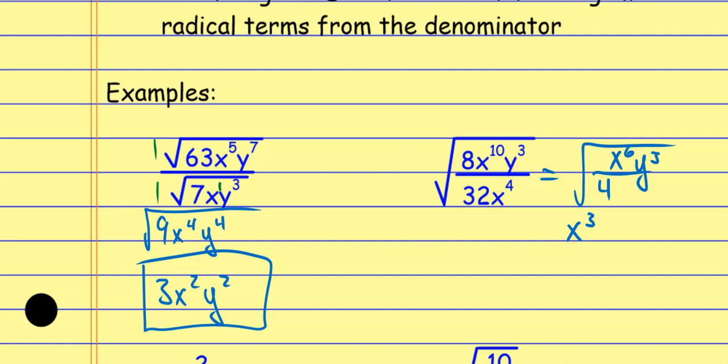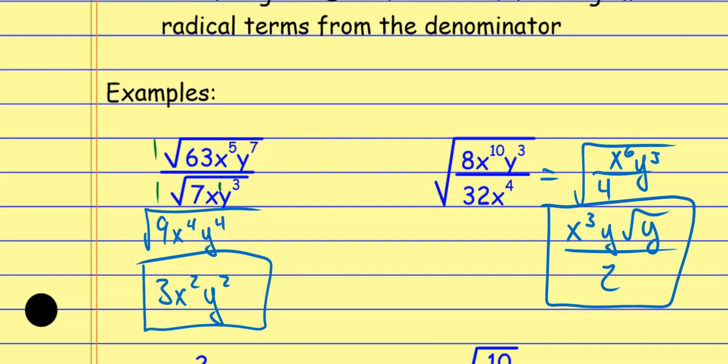If I take the square root of y to the 3rd, that's a y to the 1st with 1 left over. And then the denominator, again, I just take these separately. The square root of 4 is a 2. And that's it. And so even though I still have a radical here after simplifying, I don't have a radical in the denominator. Okay? And if you need to see this broken down, I'm just doing the square root of the numerator over the square root of the denominator.